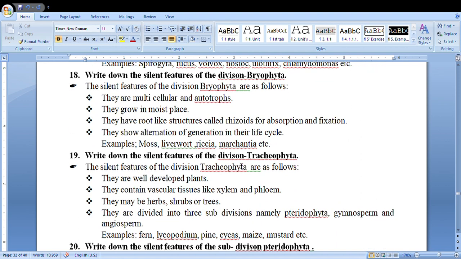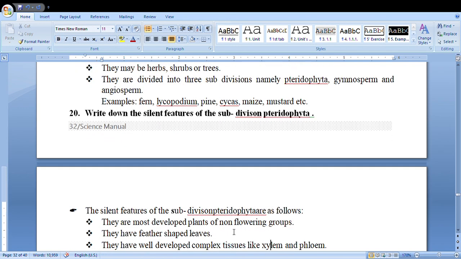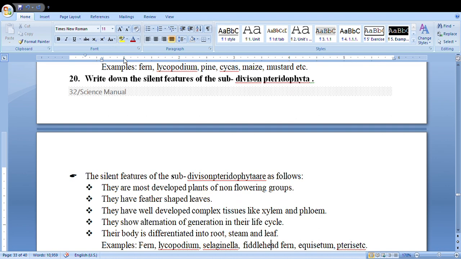Write down the salient features of division Tracheophyta. Salient features are: they are well-developed plants. They contain vascular tissue like xylem and phloem. They may be herbs, shrubs or trees. They are divided into three divisions: Pteridophyta, Gymnosperms, and Angiosperms. Examples are fern, lycopodium, pine, cycas, maize, mustard, etc.